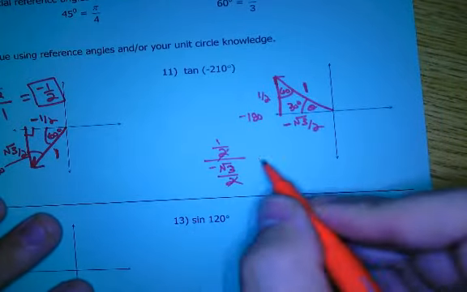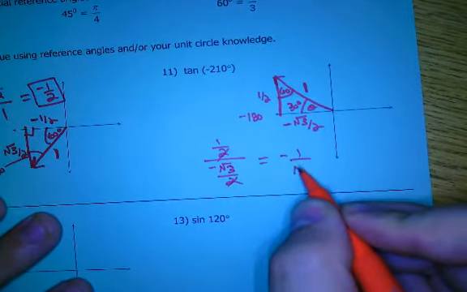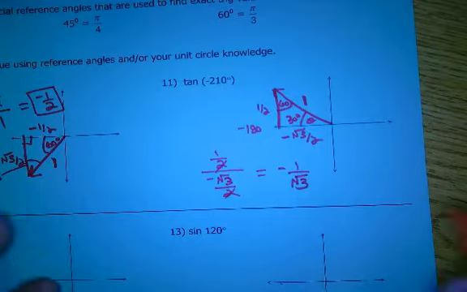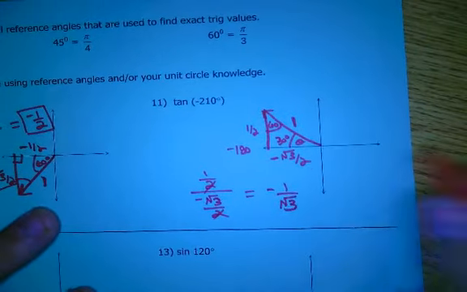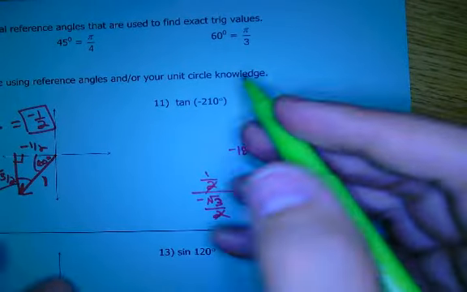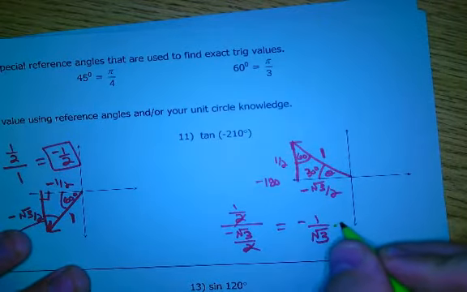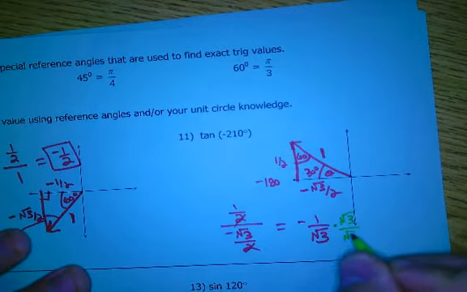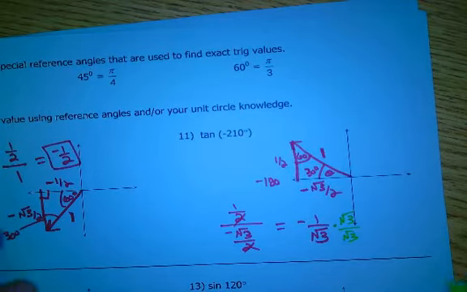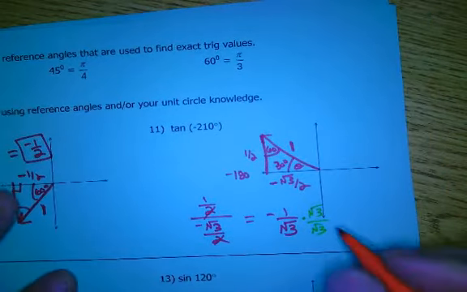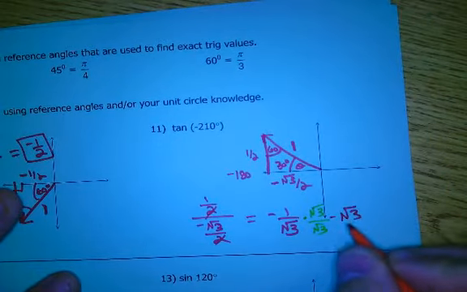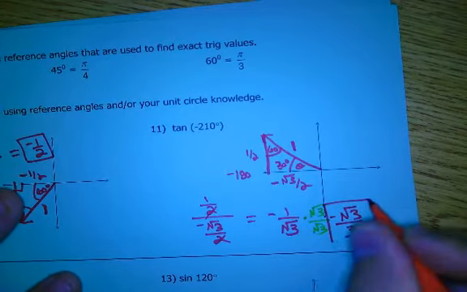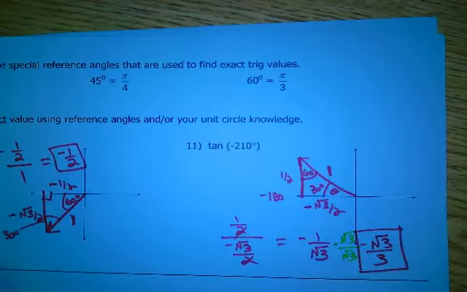And you can just cancel out those 2. So you're going to get negative 1 over root 3. This is a perfectly acceptable answer, except they typically rationalize these for the special reference angles. So if you multiply the top and bottom by root 3, you're going to get negative root 3 over 3. So that is that one right there.